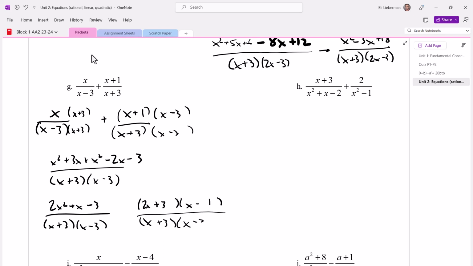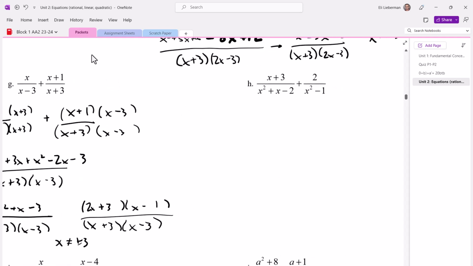Did anything cancel? These are some terribly boring problems. There's some satisfaction in canceling. Hopefully that's coming soon. Nothing cancels, so we just put the restrictions. X can't equal plus or minus 3.